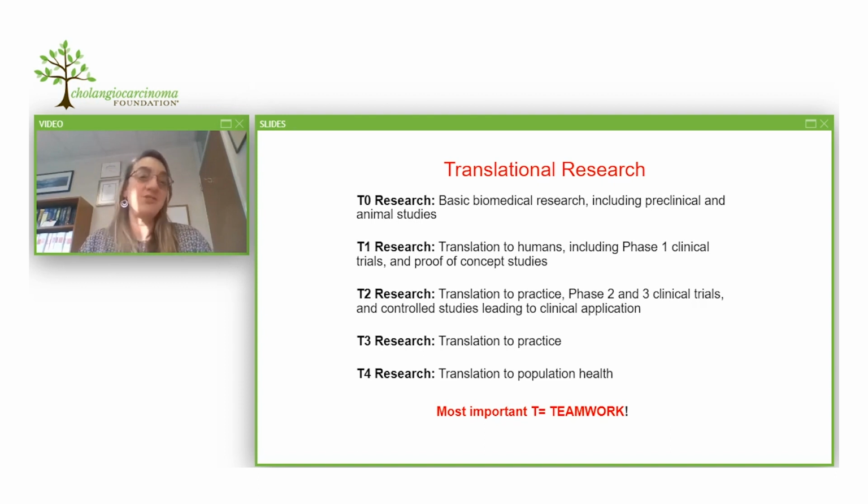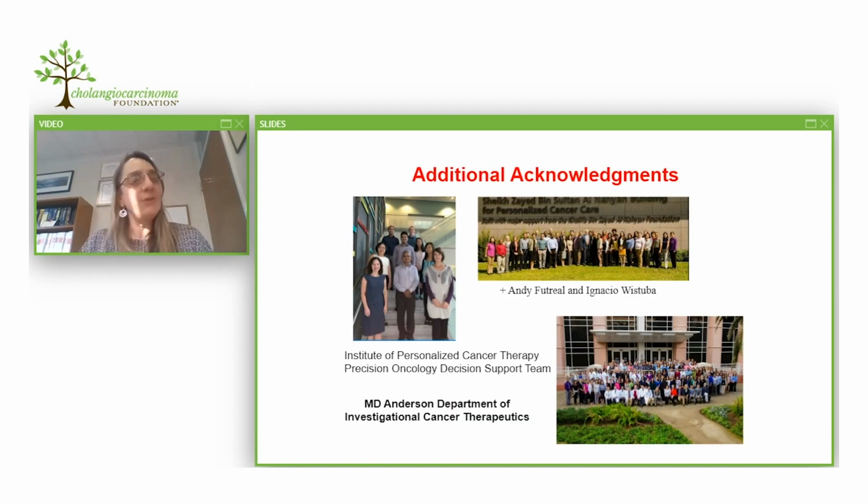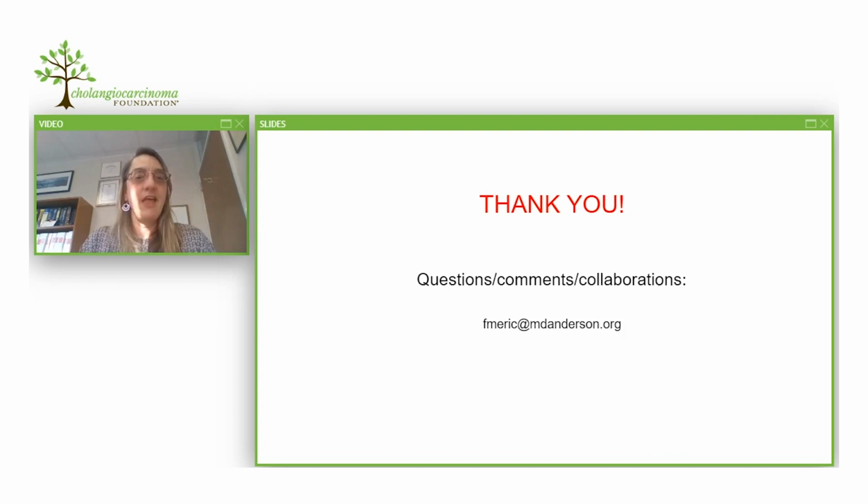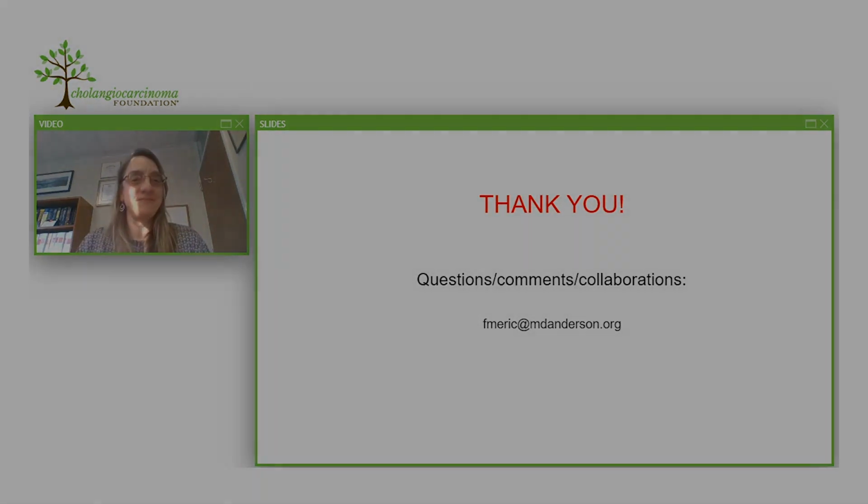You can tell from all these efforts that the key aspect in translational research, in fact, is another T I haven't mentioned, which is teamwork. I've already talked a little bit about our cholangiocarcinoma team that has worked together in research. I also want to acknowledge the Institute of Personalized Cancer Therapy, the decision support team, and our Department of Investigational Cancer Therapeutics. And thank you for your attention.